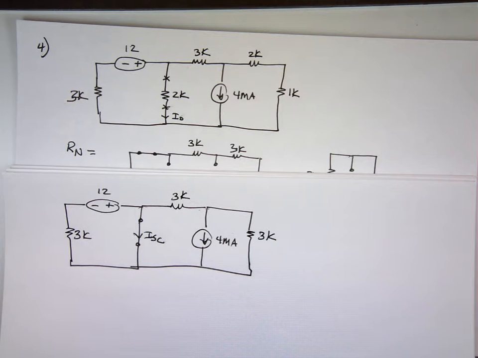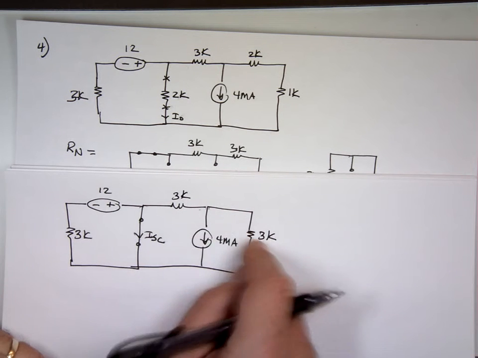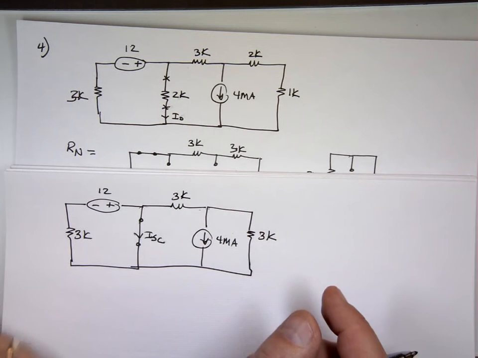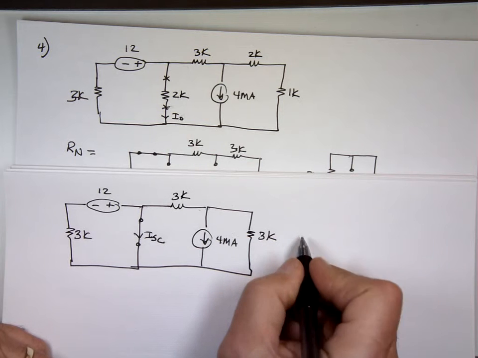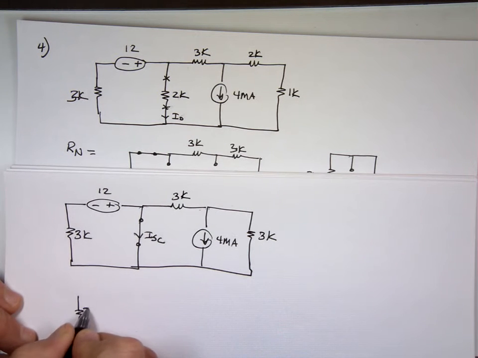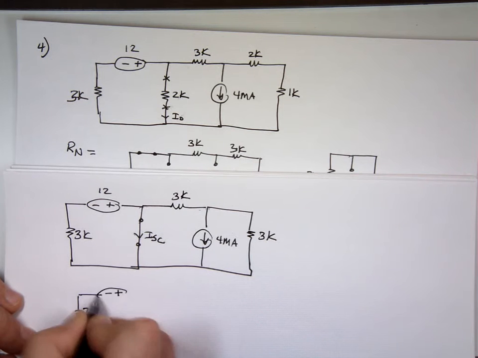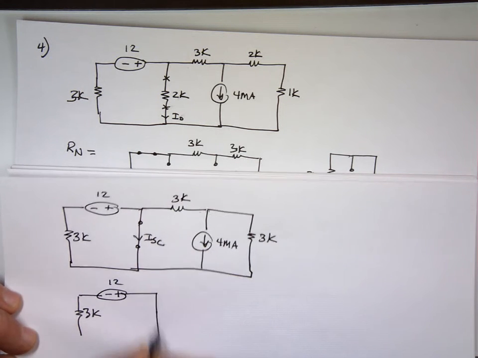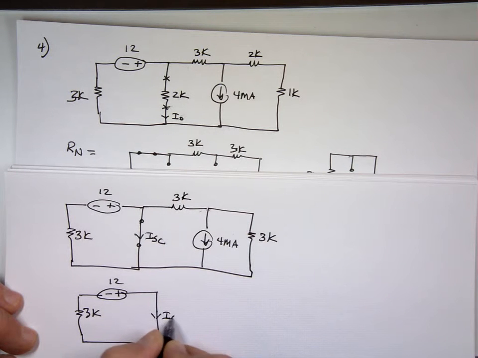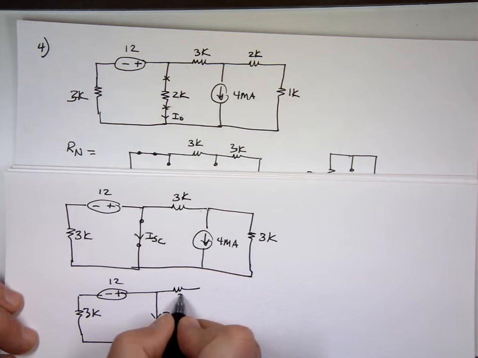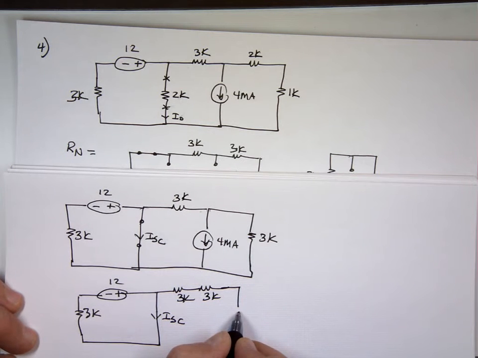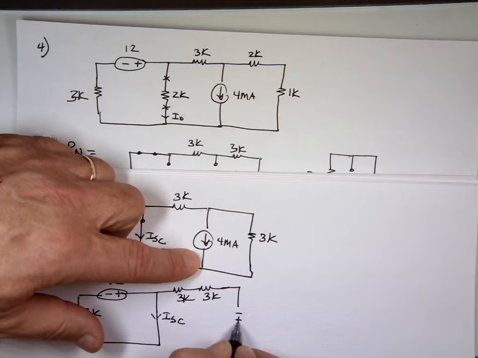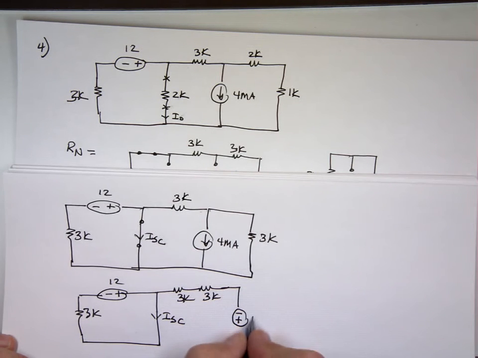I can do a couple of short source transformations here. If I do a source transformation, V will be what? 4 times 3, 12, but since this is pushing down, that circuit can be replaced with this, which will be 3K, 3K, and a voltage source. Notice it's pushing down, it's pointing down. 4 times 3, which is 12. I can take the 3 and 3, put them together, make that a 6.